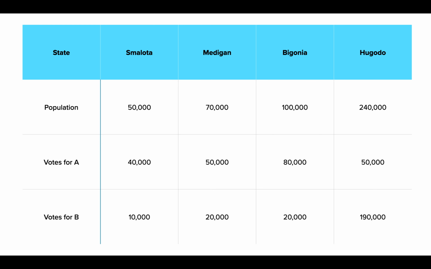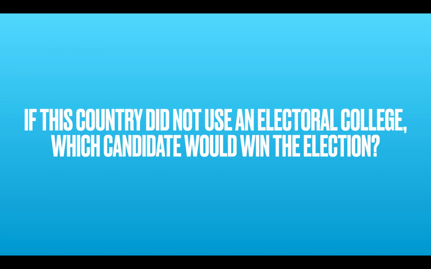Hugoto only gives 50,000 votes to candidate A. For candidate B, though, Hugoto overwhelmingly voted with 190,000 votes, but Begonia, Madigan, and Smiloto only gave a total of 50,000 votes to candidate B. So if this country did not use an electoral college, which candidate would win the election?